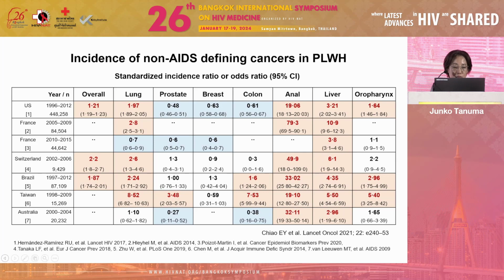So now let's move on to non-AIDS defining cancers. People with HIV have been reported to have higher incidence of various non-AIDS defining cancers, except oncovirus-derived cancers like anal cancer or liver cancer.